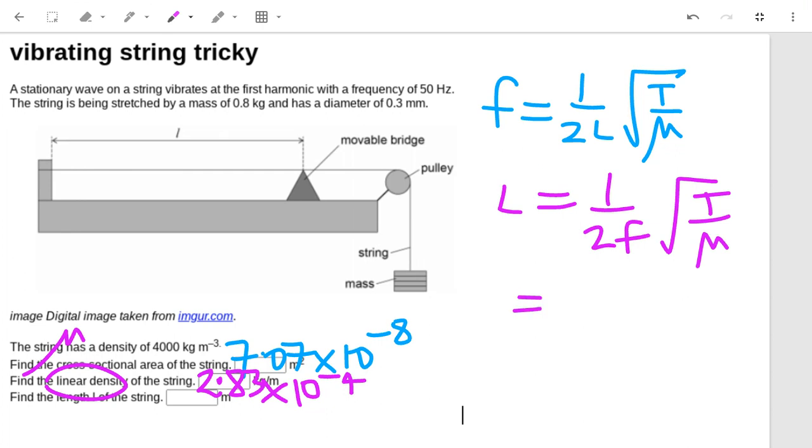Just got to get L. That's much easier. So L equals 1 over 2f times the root of T over mu. I'm going to put that in using the mu that I calculated earlier. So 1 divided by 2 divided by a frequency of 50, times the square root of the tension, which is 0.8 times g, divided by the mass per unit length, which I worked out earlier. And I get 1.67 meters.